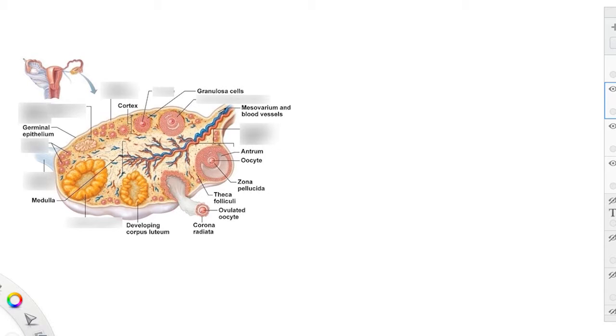Now, coming on to the ovary part, we will talk about this ovary in detail now.